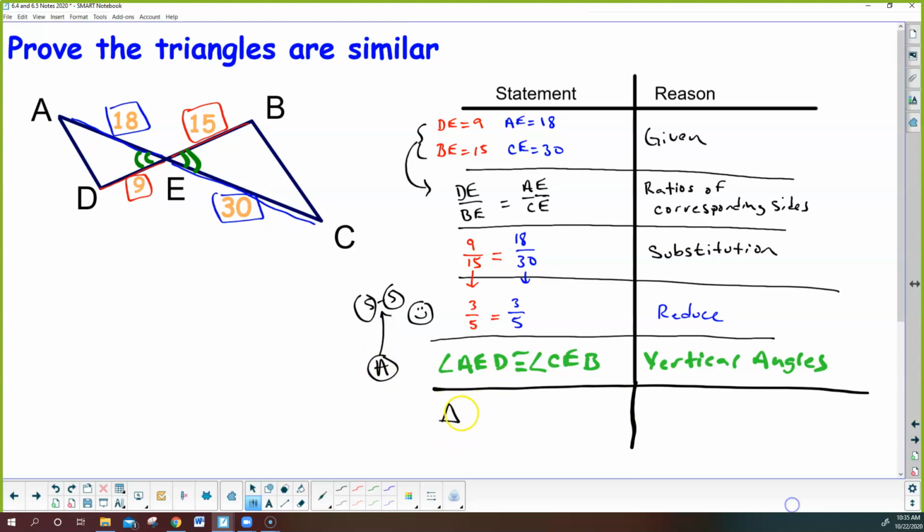Now, the nice thing about naming the vertical angles is I can use that same order for the triangles. And my reason that they're congruent, side, angle, side. It's a weird looking A.